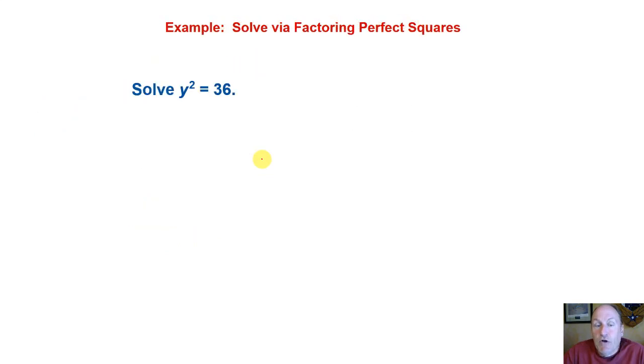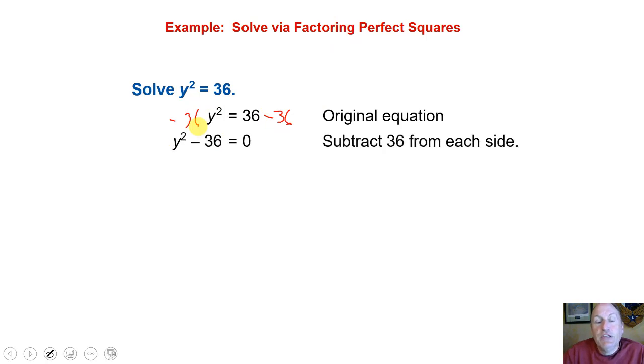If you have a situation that involves perfect squares, and here's one of them, y squared equals 36. Well, we know that y squared is a perfect square of y. 36 is also a perfect square of 6. So it's a perfect candidate for factoring with perfect squares. First thing we have to do, though, is take that and use the subtraction property of equality and subtract 36 from both sides. So then we get it into a more standard form. Y squared minus 36 equals 0.